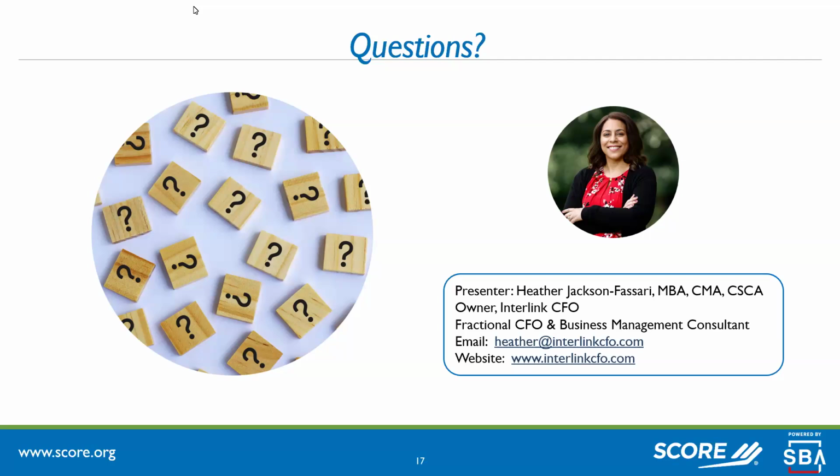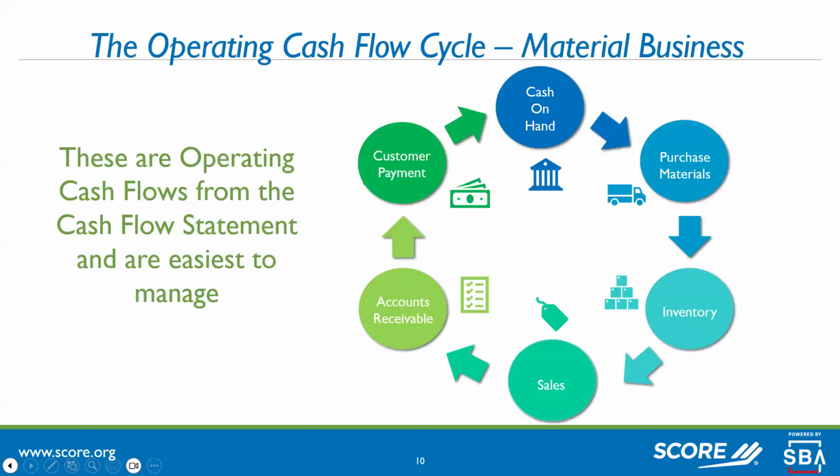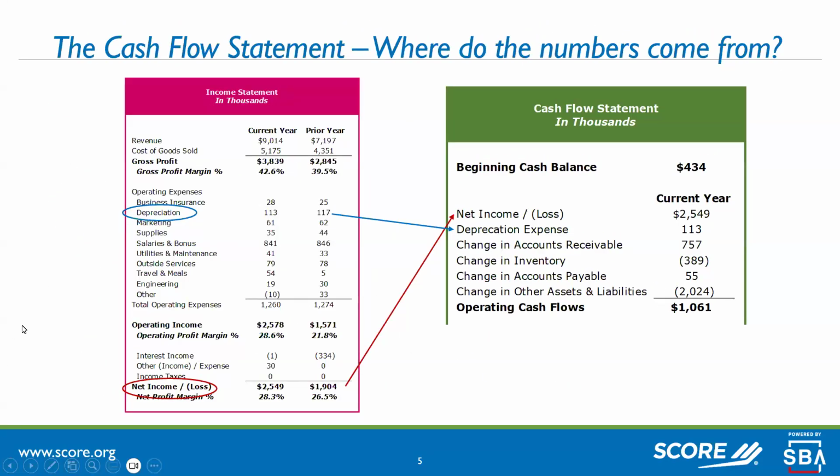Okay, membership dues in the cash flow. Let me go back to the beginning. Membership dues are typically going to hit your income statement, probably somewhere in your operating expenses. Those would be expensed on your income statement, and then roll through your cash flow statement through your net income.